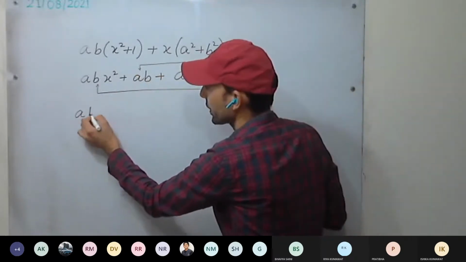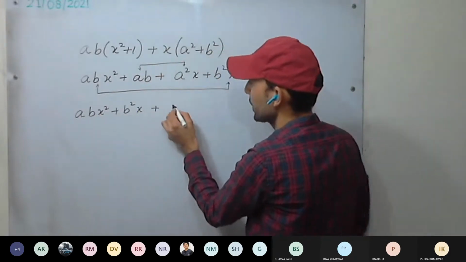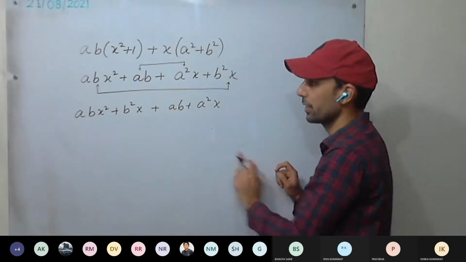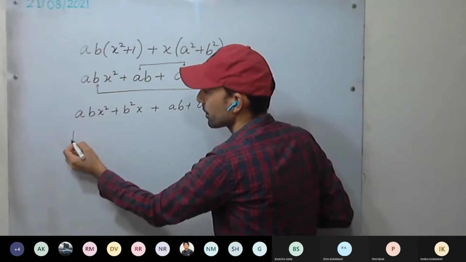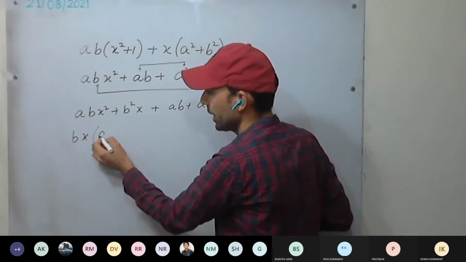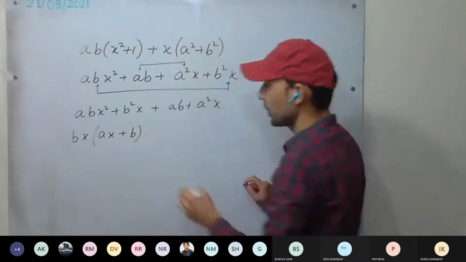So let me rewrite it. ABx square plus b square x plus AB plus a square x. This will be there if we rewrite. Now what is common? b and b, x. bx is common. What will remain here? ax plus b. This you are going to get.